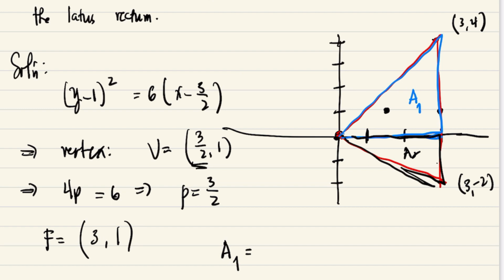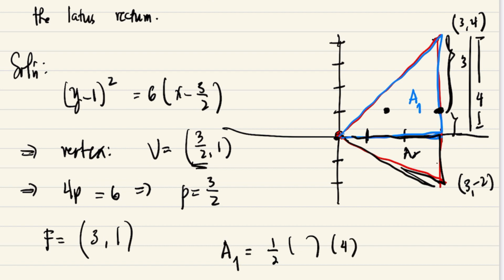Okay, so we know that this is the focus. So the distance from the focus to the endpoint is actually 3, plus 1 here, so the height here is 4. Okay, this one. So 1/2 your base and your height is 4. So the base is starting from the origin to this point here, which is 3, 0. So that's 3. So the answer here is 6 square units. So that only covers the region here.